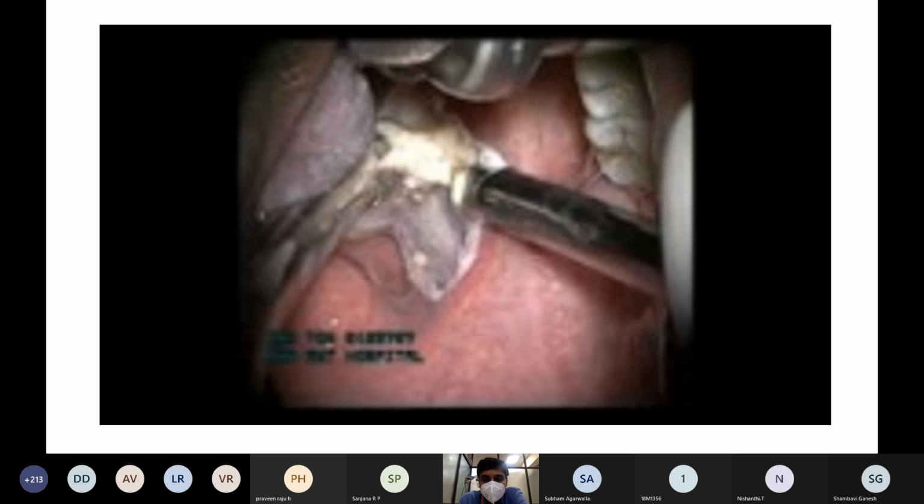Here the surgeon is using the coablation wand to remove the tonsil. You can see the uvula in the midline.